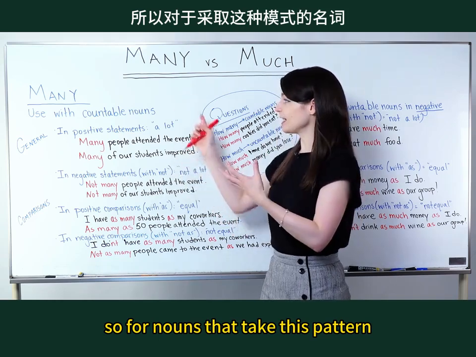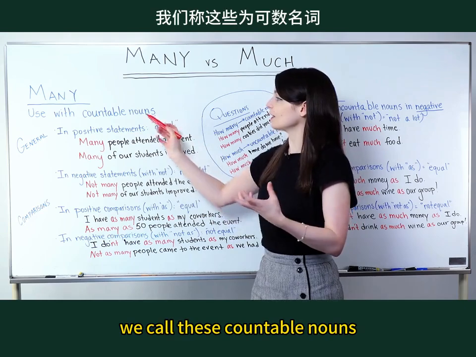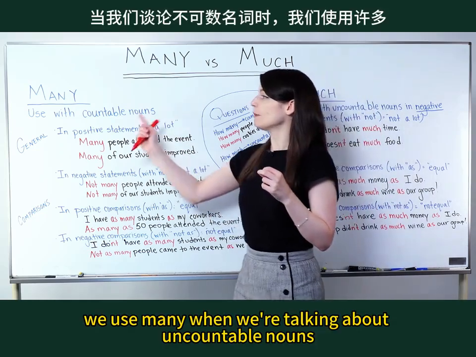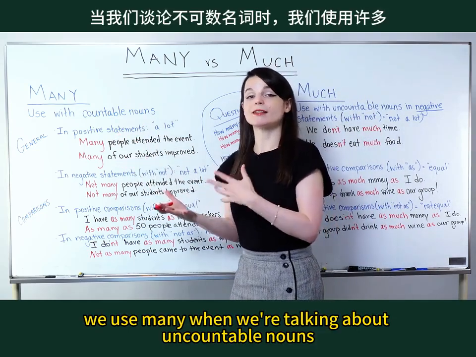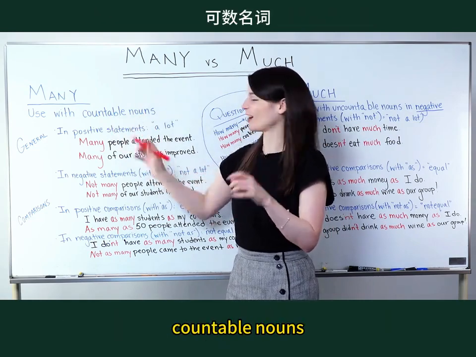So for nouns that have this S pattern, we call these countable nouns. So we use many when we're talking about uncountable nouns. I'm sorry, we use many when we talk about countable nouns.